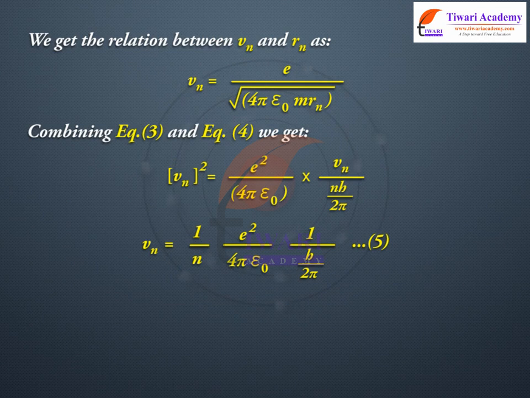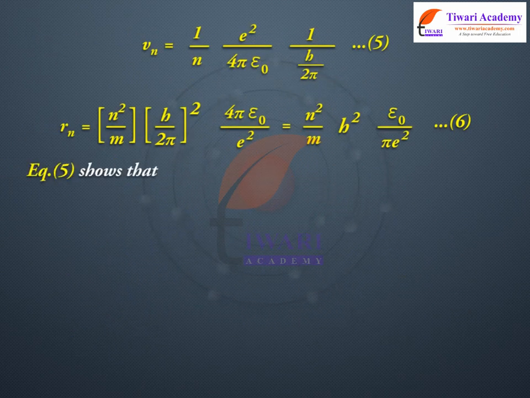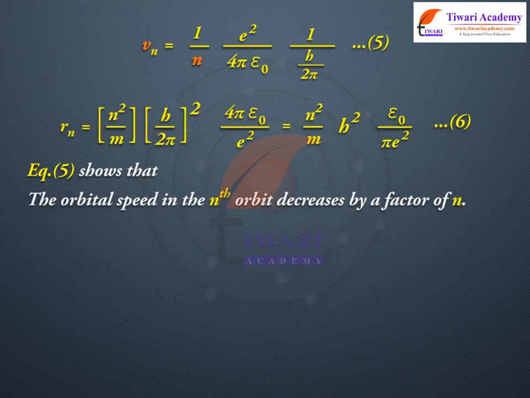equation 5, and Rn is equal to n square upon m, h upon 2 pi whole square, 4 pi epsilon naught upon e square, is equal to n square h square epsilon naught upon pi m e square. Equation 6. Equation 5 shows that the orbital speed in the nth orbit decreases by a factor of n, Vn proportional to 1 upon n.